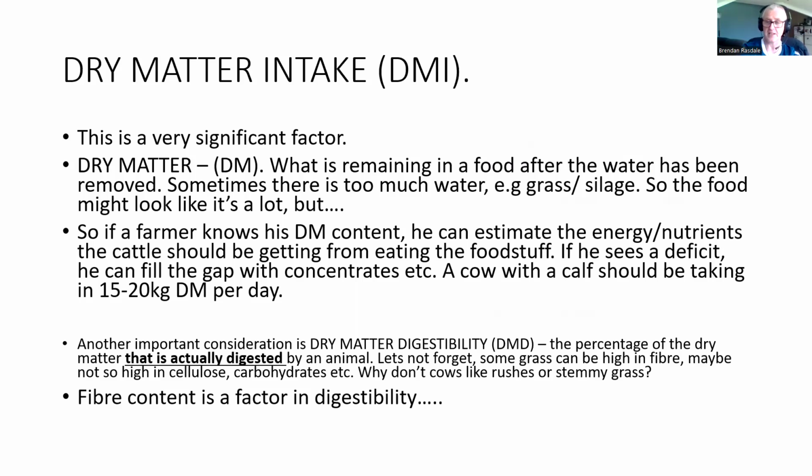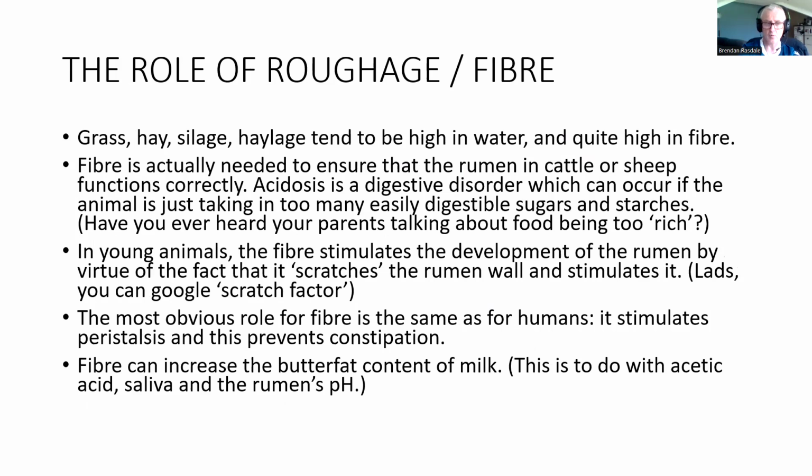A cow with a calf could be 15 to 20 kilos a day. A high milker, that much. A ewe, 2 kilos a day. 3% of body weight, just an interesting point about that. Right, on we go. Role of roughage and fiber, watch out for it. Particularly that it's actually important for rumen function, that second bullet point. It balances that, scratches the stomach, develops it. But the main thing, as for humans, is peristalsis. It moves food on, particularly into the large intestine.